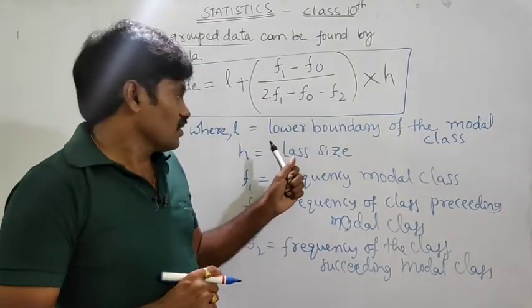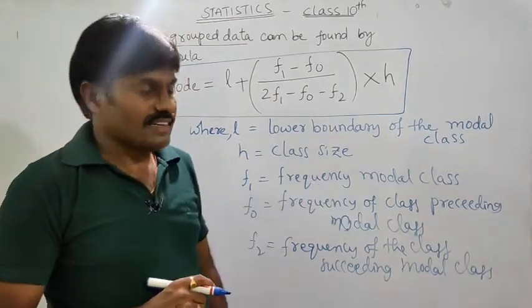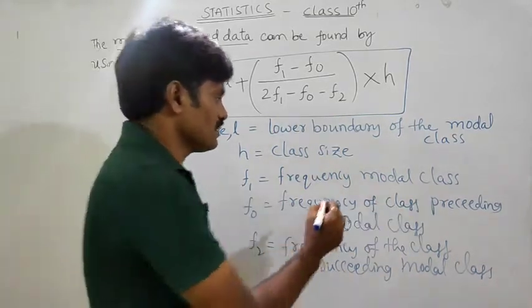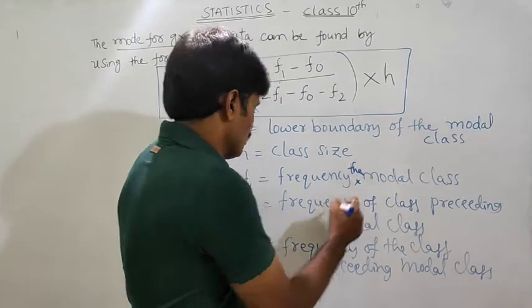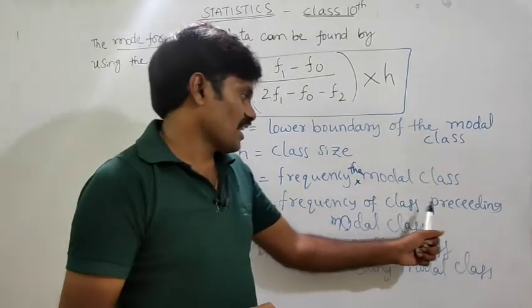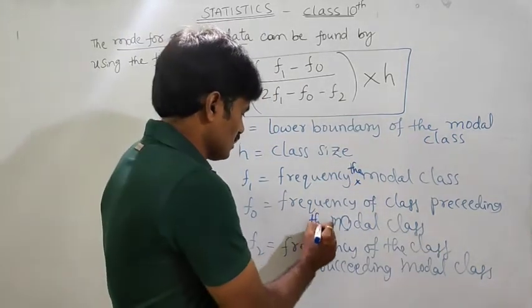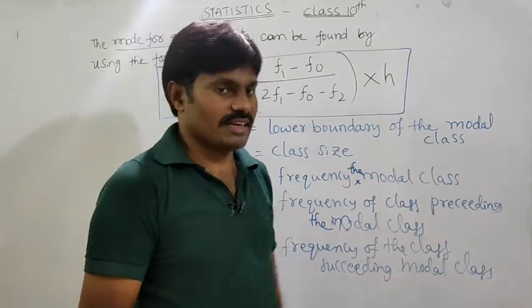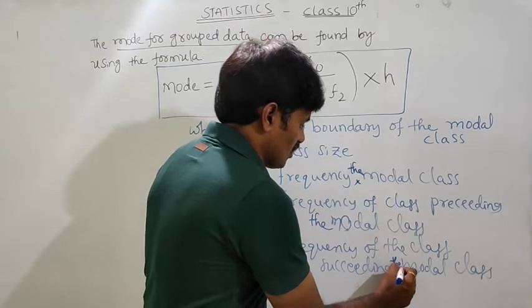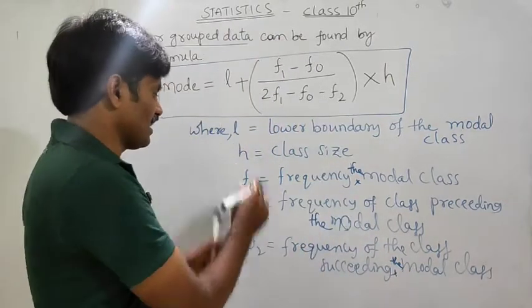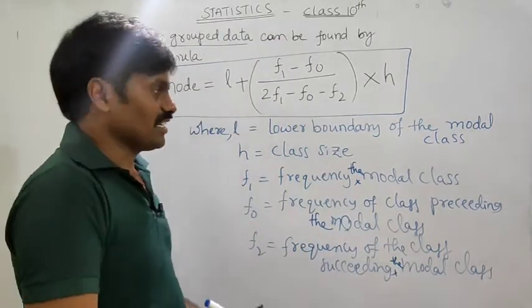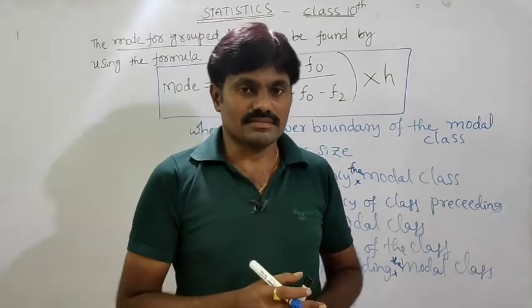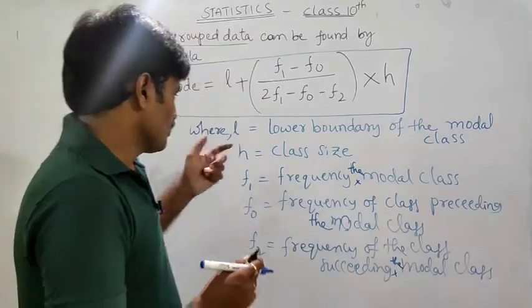See once again: L is the lower boundary of the modal class, H is the class size, F1 is the frequency of the modal class, F0 is the frequency of the class preceding the modal class, and F2 is the frequency of the class succeeding the modal class. You have to explain the letters like this. It is a most selected formula from the board exam point of view, for 2 marks. Now based on this we will solve problems.